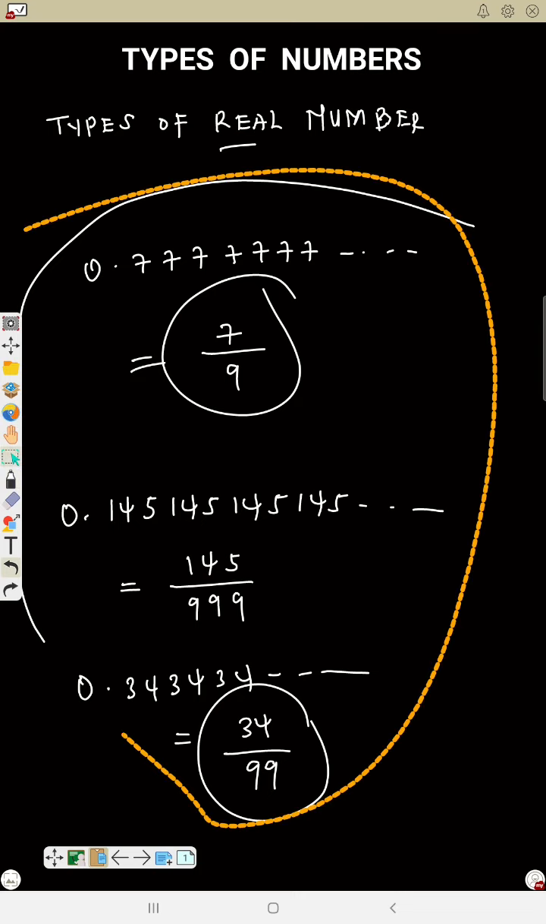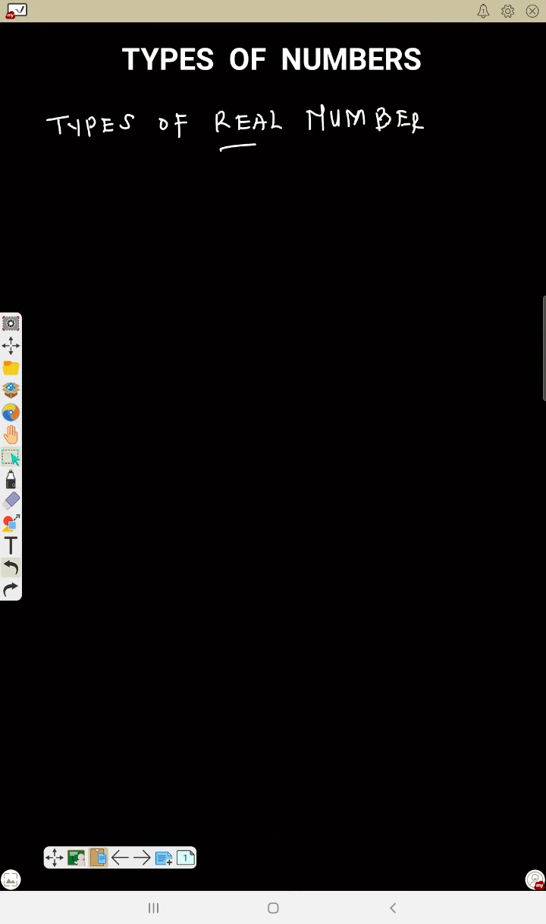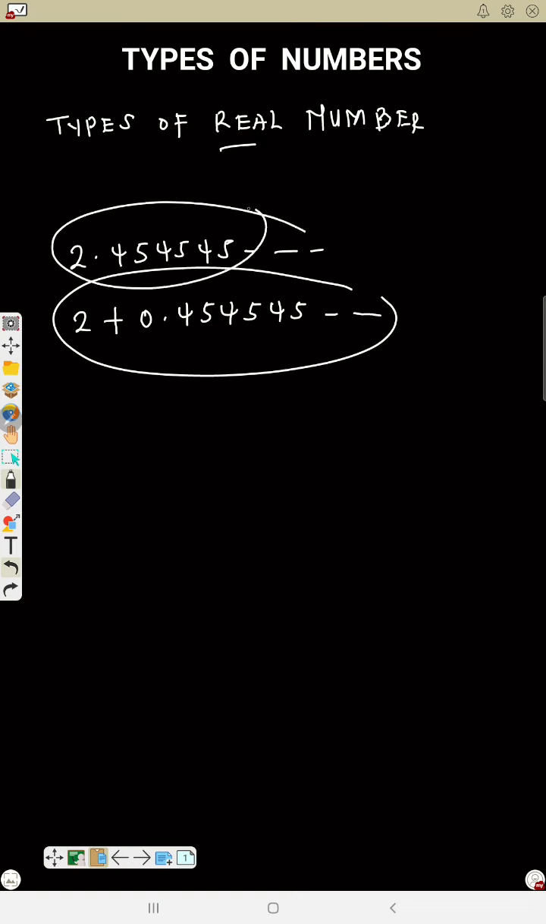So that is how you can change a recurring decimal to fraction. Study it. Now we can also have different form, like let's say I want to twist one. Let's say 2.454545 continue. Now how can you change 2.4545 to fraction? Now first split this part, split it. That will be 2 plus 0.454545 continue.